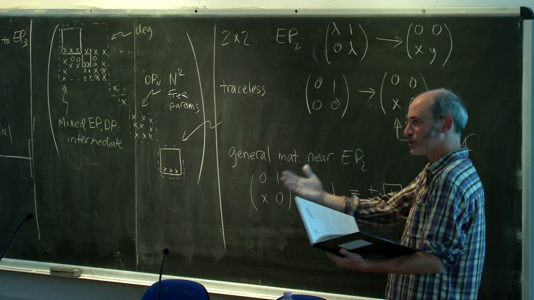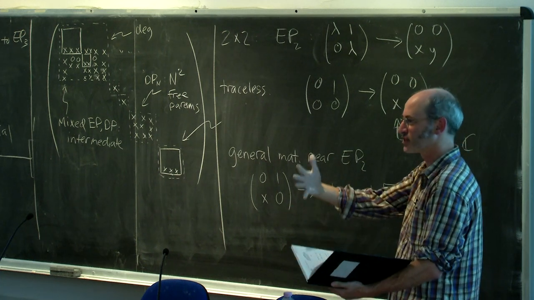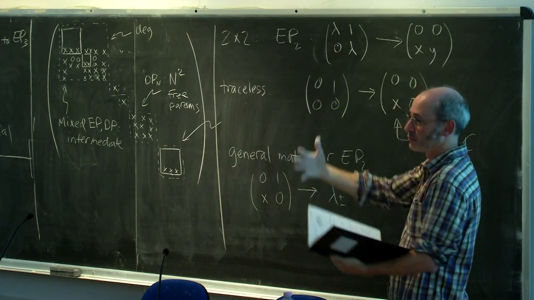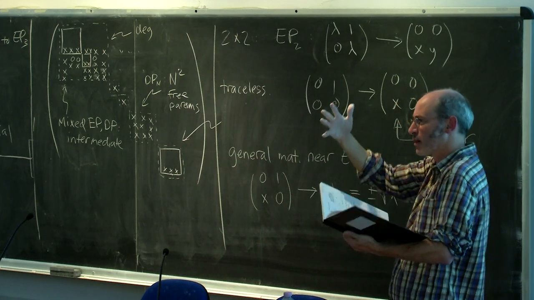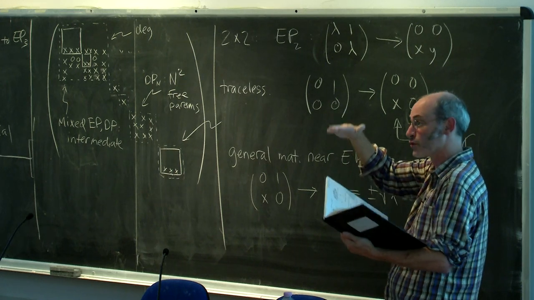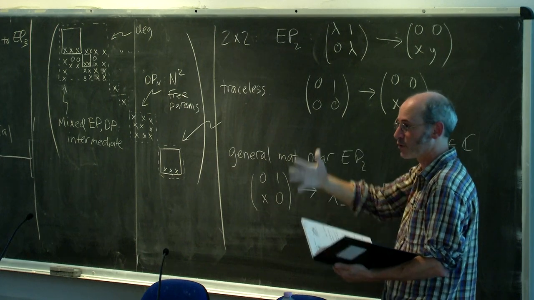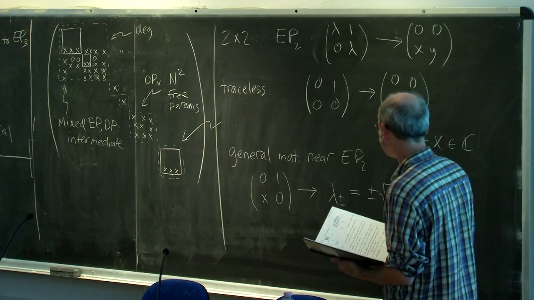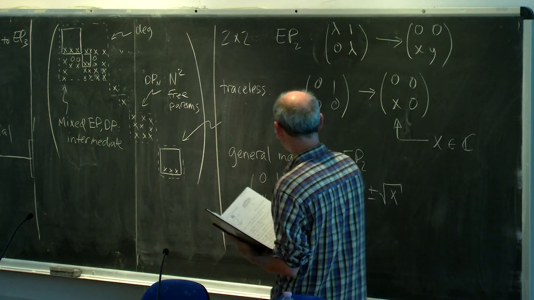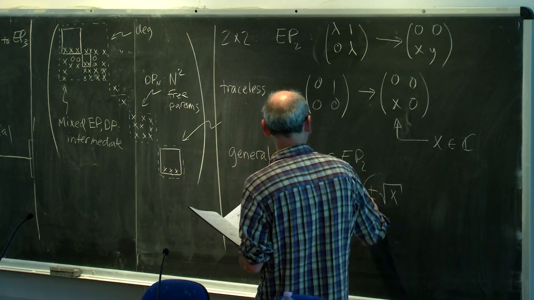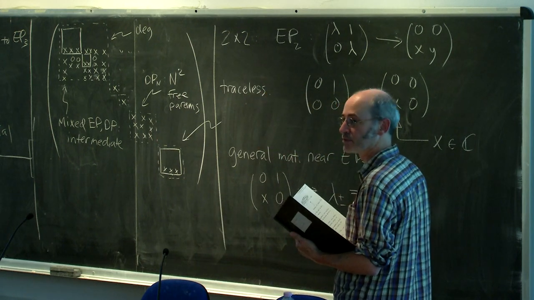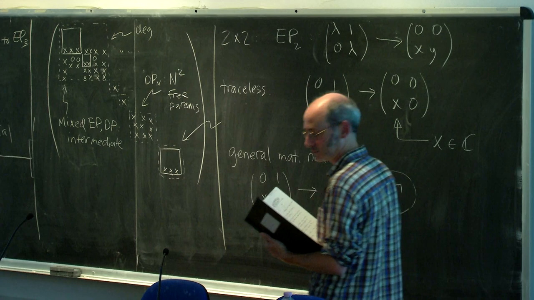Because you can always put the trace back in, but all it does is take the whole spectrum and slide it up or down. And that's something we don't really care about. We care about what these eigenvalues are going to do in terms of crossing each other, or moving with respect to each other, but we don't care if the whole spectrum moves up and down. Okay, so the most general matrix that's near to EP2 is this. Its eigenvalue spectrum depends on one complex number x, and it has a really simple dependence. It's just square root of x.